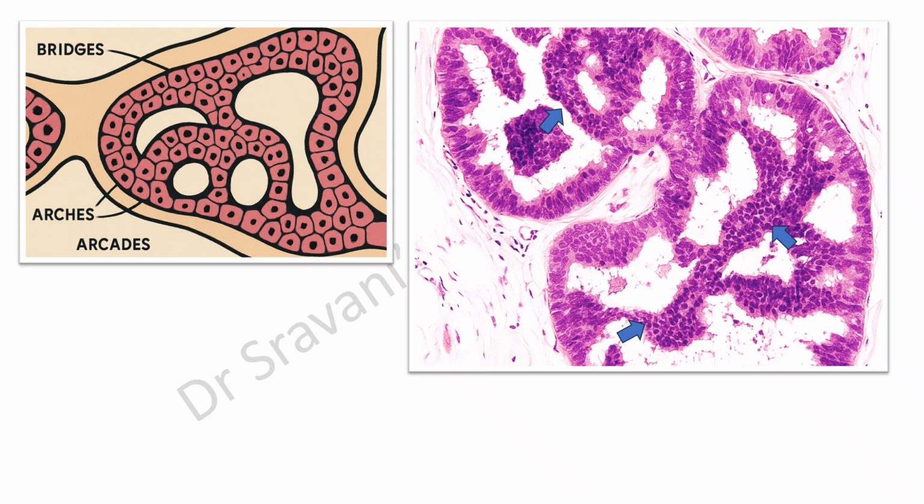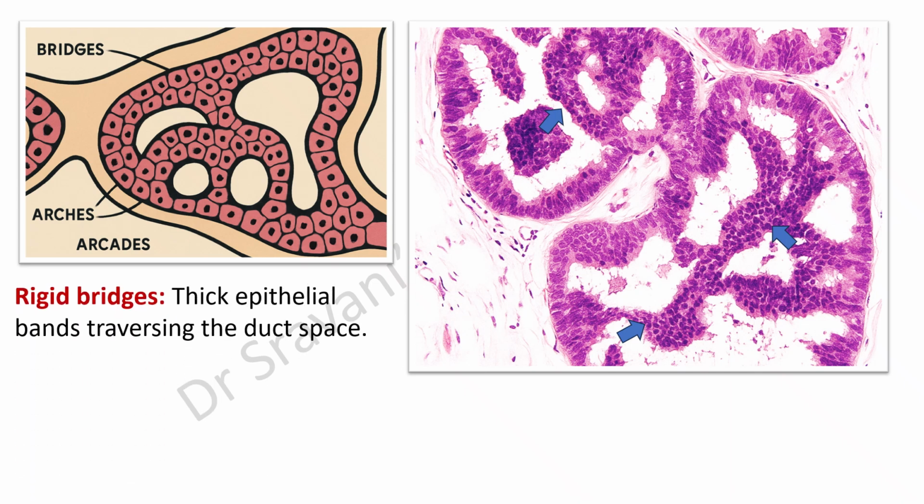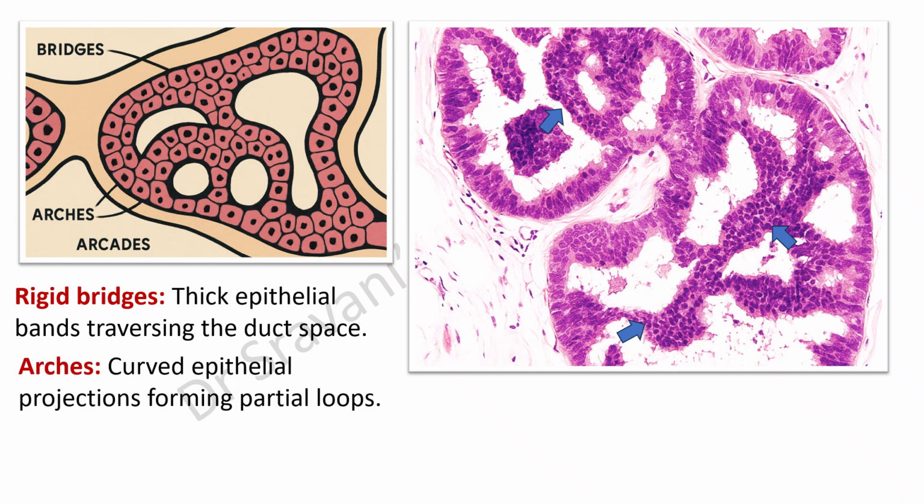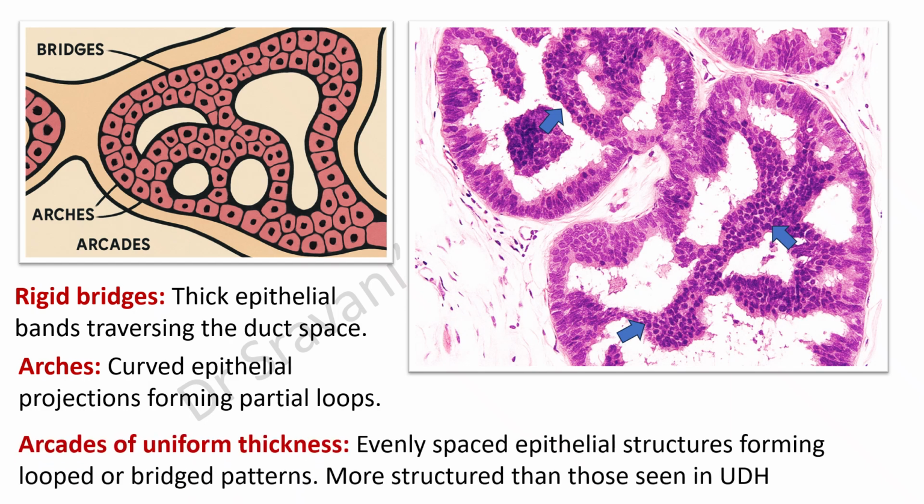Next is bridges and arcades and arches. So what are rigid bridges? They are thick epithelial bands composed of cells which traverse the duct space from one side to the other. In usual ductal hyperplasia, they'll be very slender, but in case of atypical ductal hyperplasia, they'll be very rigid. Coming to arches. Arches are curved epithelial projections forming partial loops, and arcades are of uniform thickness.